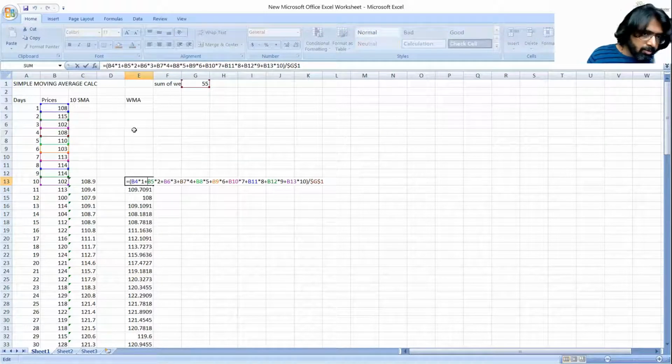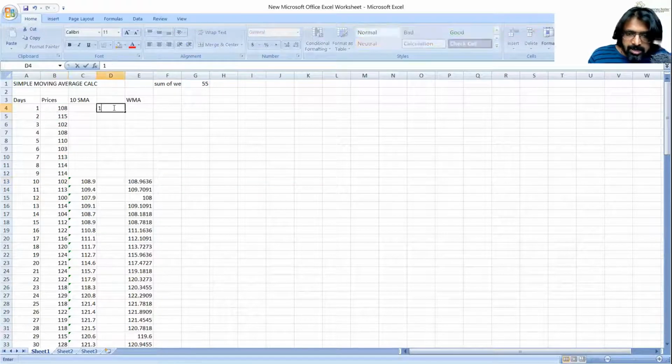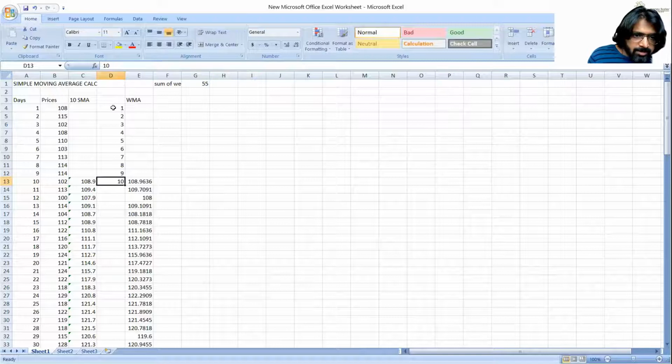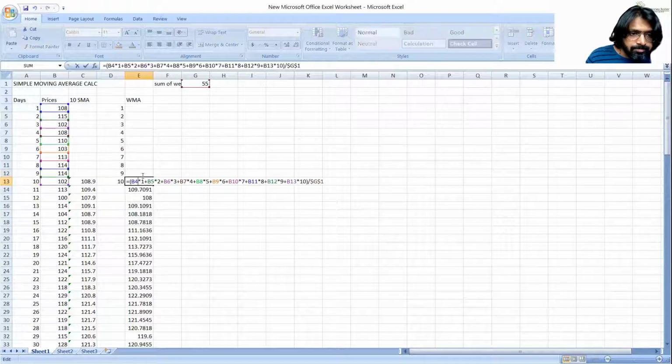Okay, so what weighted moving averages does is it gives the first price of the 10 days one weightage, the second two weightage, the third day's price three weightage, and so on. So in this case, the 10th day, that is the last closing price that you are considering, has the maximum weightage. The ninth day has the second maximum, then the eighth day has eight, and so on.